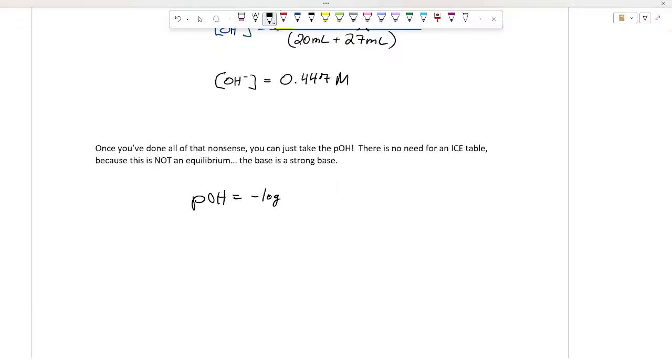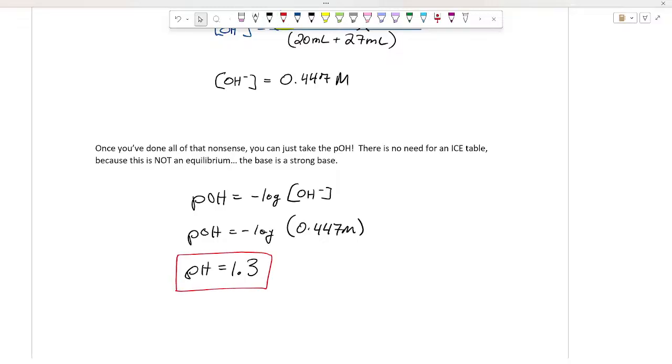The negative log of the concentration of OH minus, which in this case is the negative log of 0.447 molar. And that's obviously going to be 1.3. Oh, no. How many sig figs do I have? 2. Okay, 1.3. All right. There we go.